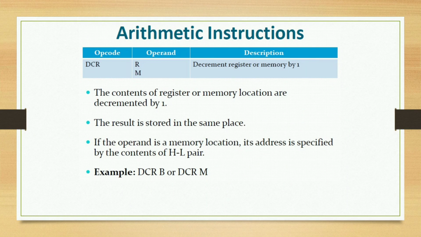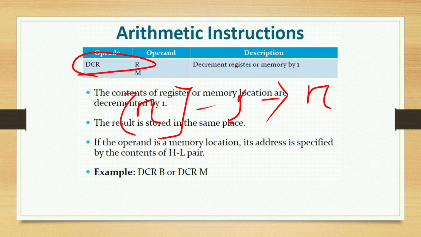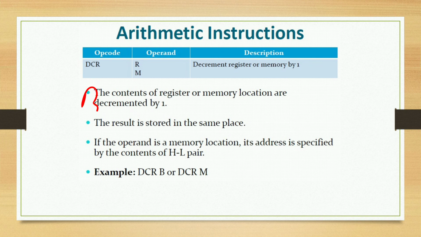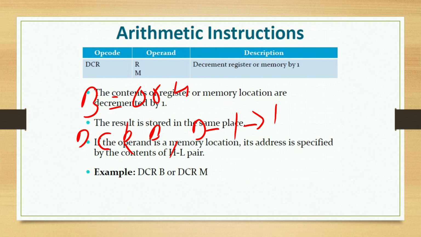Now the DCR instruction. Consider DCR R: the content of the register is decremented by 1 and the result is stored in the R register. Consider the example decrement B. The content of B is decremented by 1 and the result is stored in the same register. Suppose the value of B register is 00H. After the instruction DCR B, it is 00H minus 1 and the result is stored in B register.